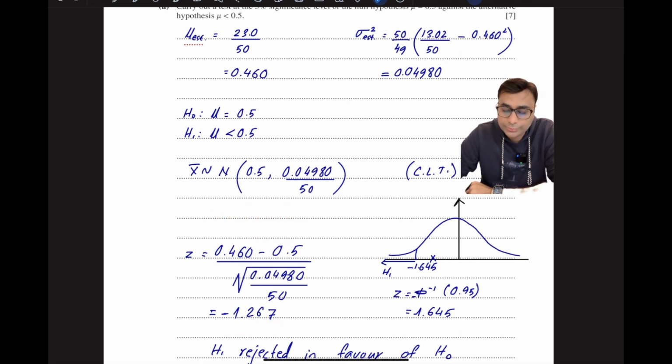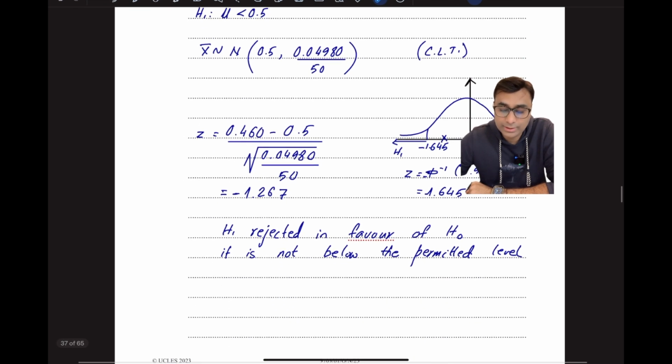So negative 1.267 is bigger than negative 1.645. That means it lies outside the critical region. H1 is rejected and H0 is accepted. That is, it is not below the permitted level.